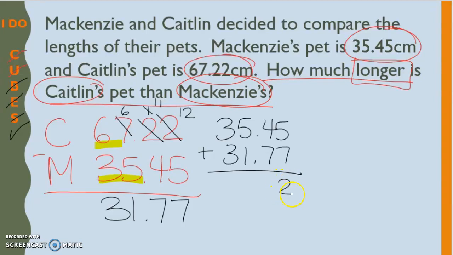5 and 7 is 12. 7 and 5 is 13. No, 7 and 5 is 12. I just did that. Seriously, Miss Addison? Okay. Yay! 67 and 22/100. Maybe when you're solving problems, you talk to yourself in your head like I do.